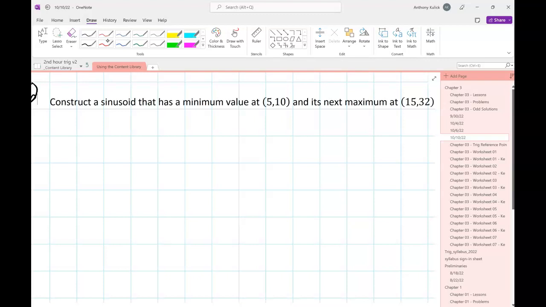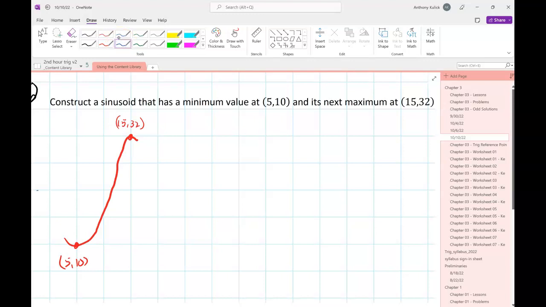Mr. Kulik, all right. My suggestion, let's start by just kind of sketching a picture of what's going on, right? So let's call this our minimum, and we'll call this our maximum. So my graph is going to look like that, right? Everybody agree with that?